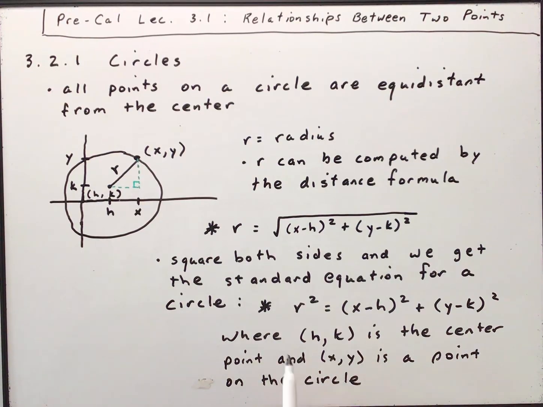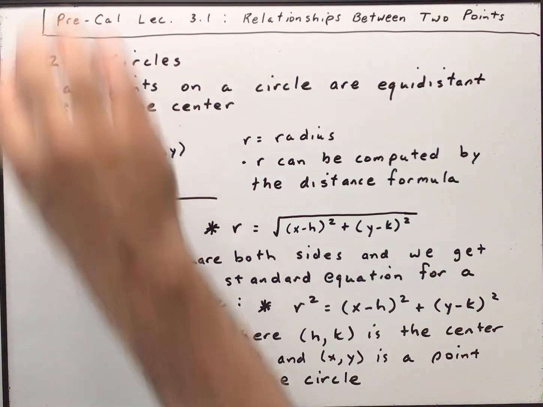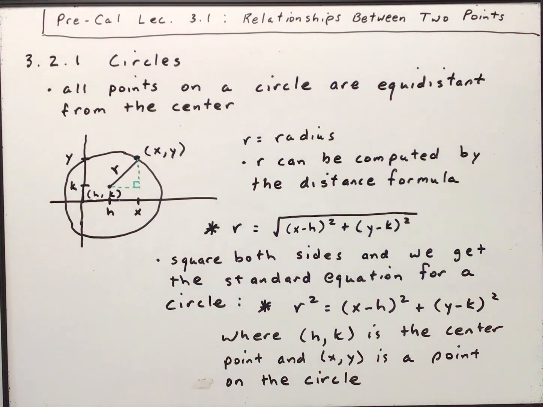Okay, so you need to know the standard equation for a circle. Know that HK is the center and XY is the point on the circle. You can pause the video if you're not finished writing this down yet, but I'm going to have to erase all this, and we will work some examples, and then we'll be done with this lecture. So here we go.